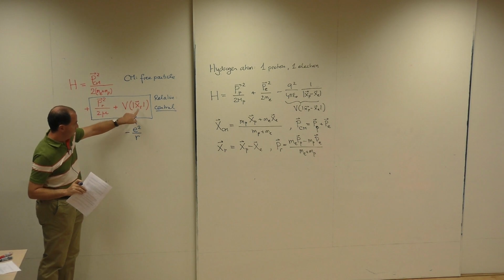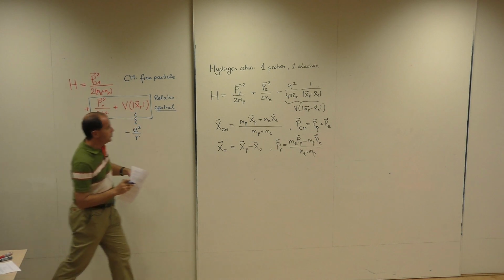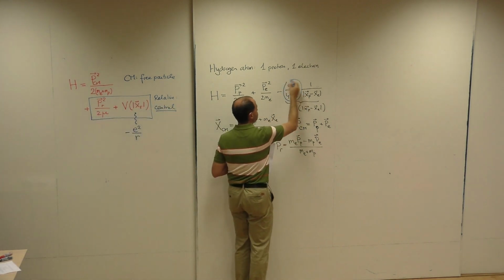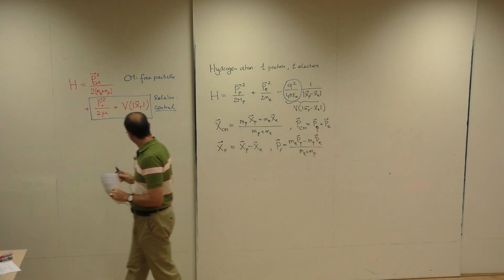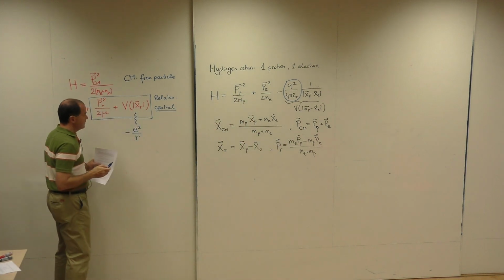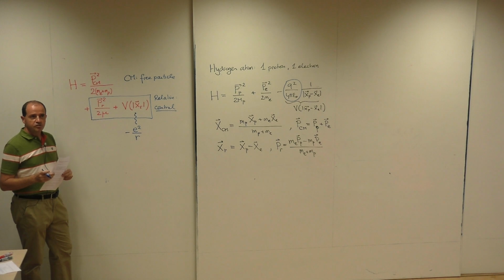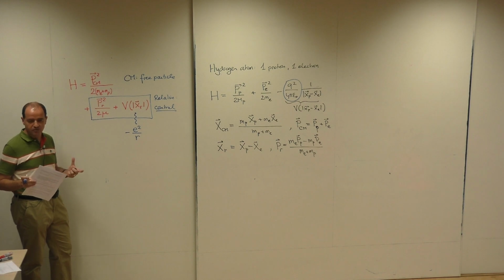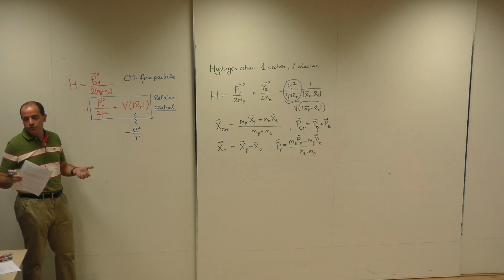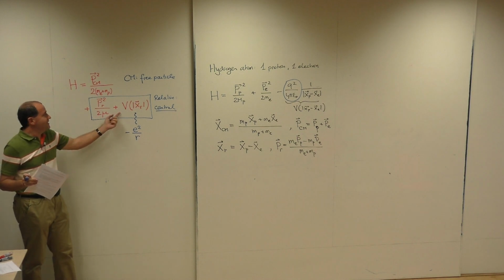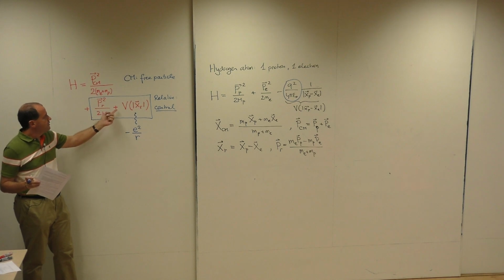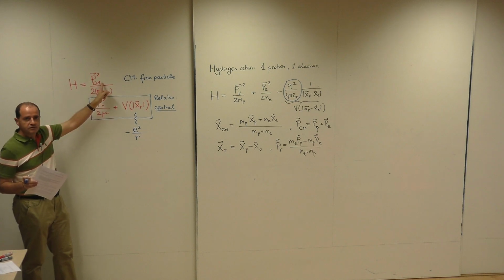Where R is this, and E square is a notation for that. Now, because the proton is typically 1,800 times heavier than the electron, it's like the sun and the earth. The sun is much more massive than the earth. You can say that this is the electron and this is the proton.